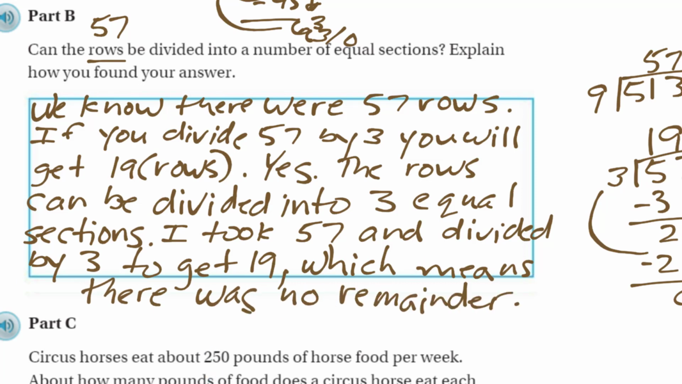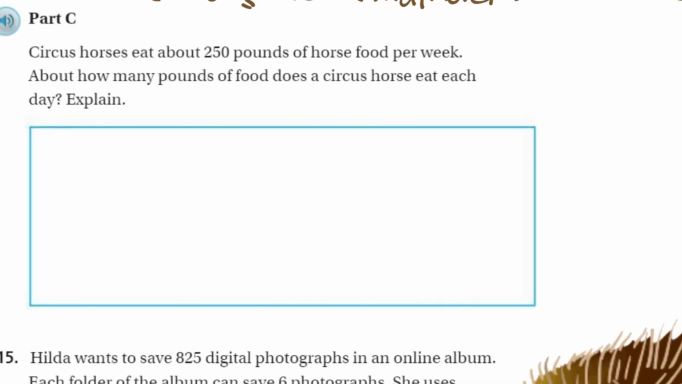Coming down, Part C. Yay. Circus horses eat about 250 pounds of horse food per week. That's a lot of food.